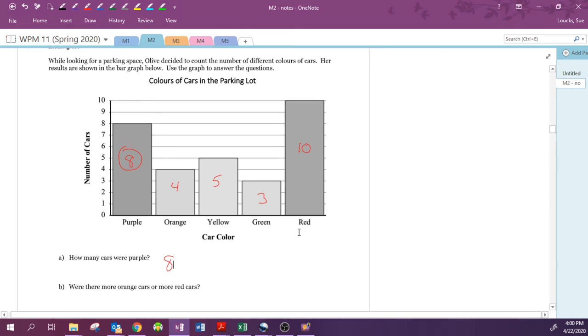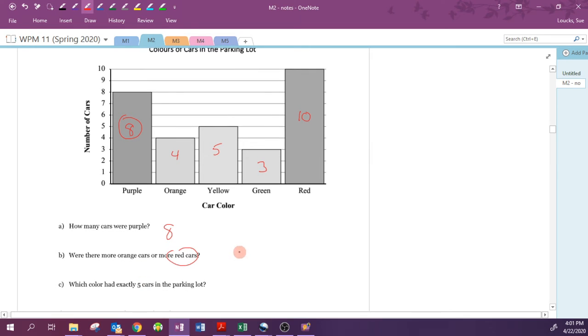Question B says, were there more orange cars or more red cars? Well, there were more orange and red. There were more red cars. And if we wanted to know how many more, we would go, we have 10 red cars minus 4 gives us 6 more red cars. We could also count up. We can start here and go 1, 2, 3, 4, 5, 6. Gets us the same answer. May not, that isn't going to work on a more complicated graph.